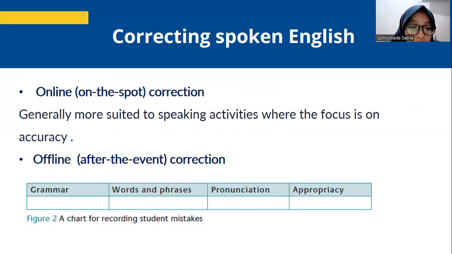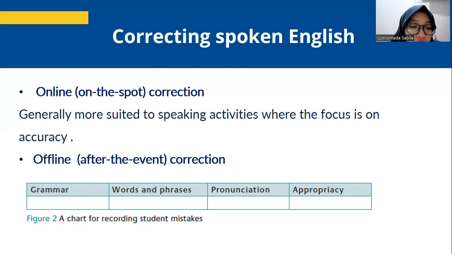And then correcting spoken English. The first is on-the-spot or online correction. On-the-spot correction is generally more suited to speaking activities where the focus is on accuracy. First, we indicate that something isn't quite right. This may be enough to make the students think again and self-correct. Such self-correction often has a greater effect on uptake than teacher correction. We can show incorrectness in a variety of ways. For example, we can say "again?" when a student makes a mistake and accompany this with a quizzical facial expression.